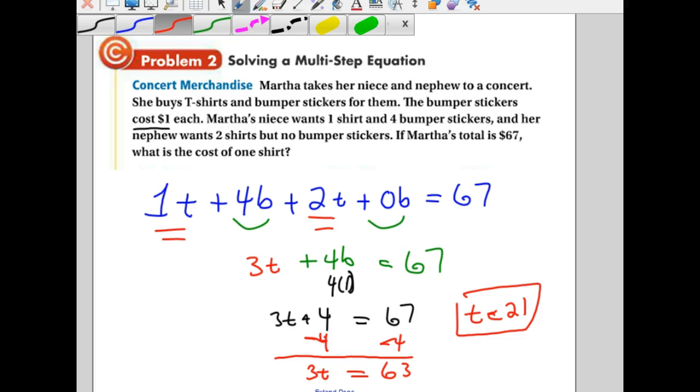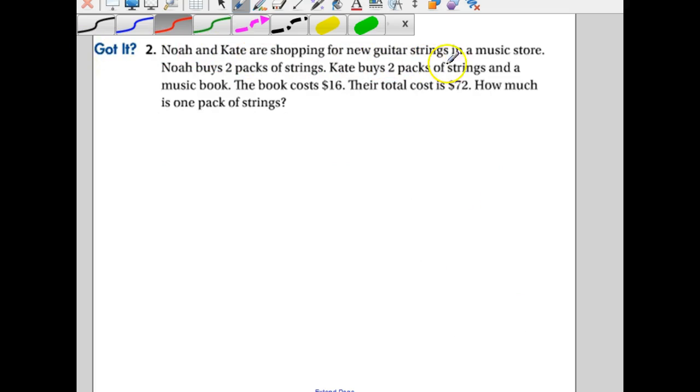Okay, so let's move on to the next question. Noah and Kate are shopping for new guitar strings in a music store. Noah buys 2 packs of strings, Kate buys 2 packs of strings and a music book. The book costs $16, and the total is $72. So, Noah buys 2 packs of strings, and we call it 2P. Kate buys 2 packs of strings and a music book. And together that equals $72.